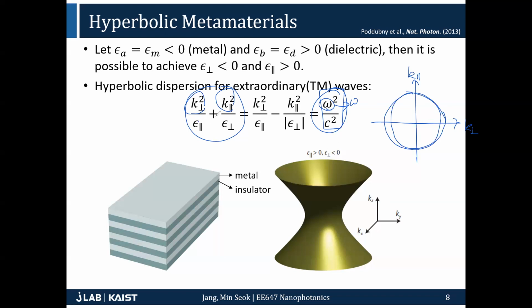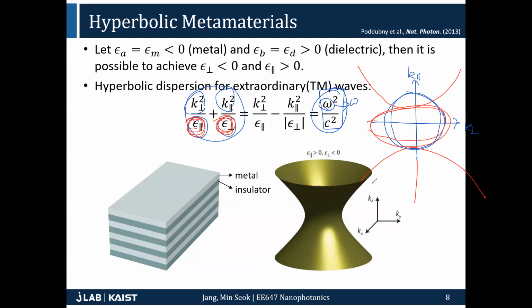And then in an anisotropic material, where epsilon perpendicular and epsilon parallel are different but have the same sign, what you have is an ellipse in an isofrequency surface, right? And now if these two have different signs, then all of a sudden this relation becomes hyperbolic, like this, right? It's not an ellipse anymore. It becomes a hyperbola, right?